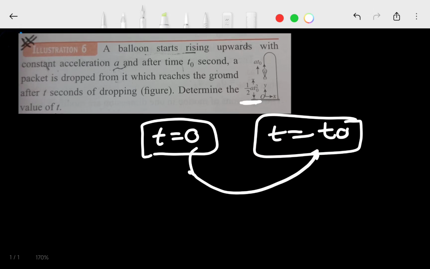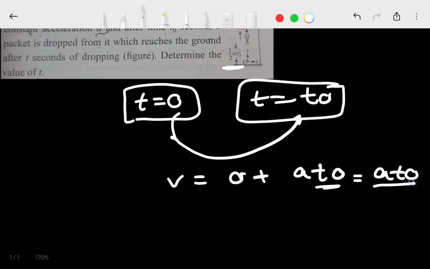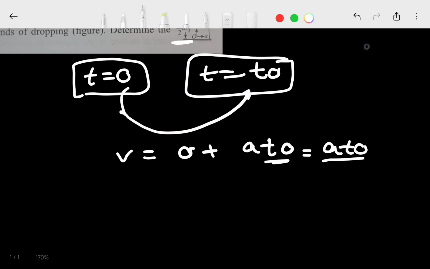When the packet is dropped, the balloon is moving with a velocity we can write down. Initially the velocity will be 0, and the packet is dropped after t naught seconds, as stated. So the velocity would be a t naught, correct? Now the question is, what is the initial velocity of the packet? Let us say the initial velocity is v naught. Since u is 0, we can avoid that and directly write it as a t naught when the packet is thrown upward. So this is for the downward and this is for the upward.